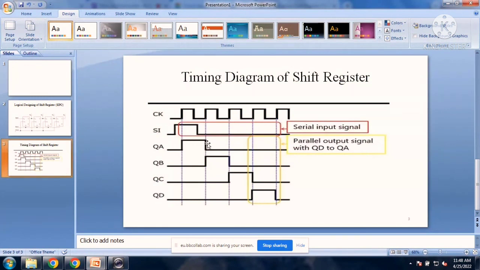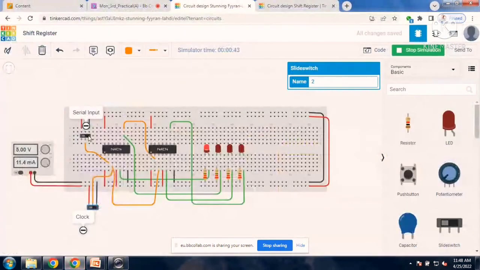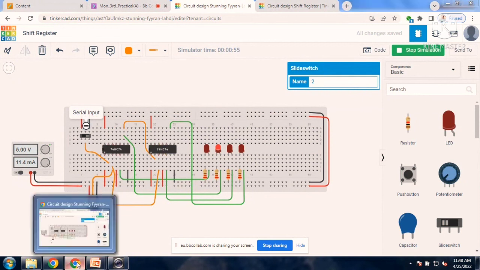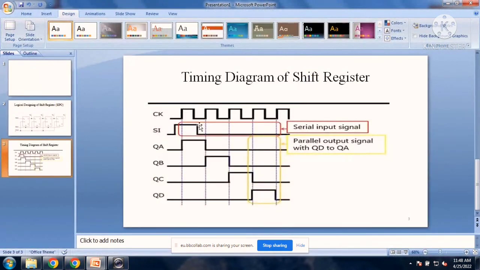Under this condition, QA will be 0 and QB is 1. So when I turn off this serial input and apply the next clock input, the positive trigger, our QB will be 1 under this condition, right, bete? And after that, the next clock input, this one is the positive trigger. Here at the positive trigger, the value of SI is now 0, the value of QA will be 0 at this time, and the value of QB is 0.